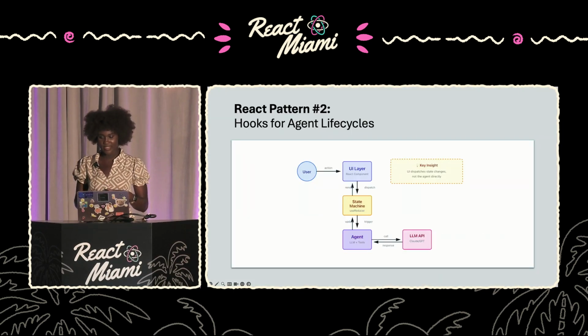On to the second pattern, using hooks as agent lifecycle. Agents have different phases, and the UI shouldn't be static. UI should drive state updates. Hooks make agent lifecycle observable. UI dispatches state changes, not the agent directly. If the agent is thinking, the hook should expose a submit function, or at the very least, it should disable it. The type system enforces your transitions.